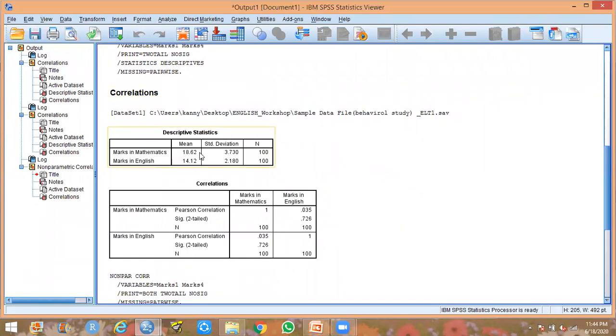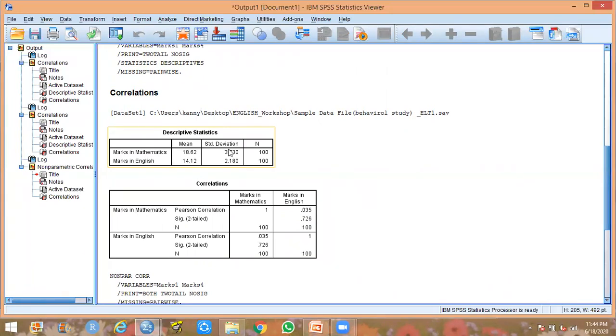Marks in mathematics, average marks 18.62; marks in English, 14.12. Now you compare the marks in mathematics and English. What are the average marks? In which subject the marks are high, like that you give. Marks in mathematics are high compared with the marks in English, right?